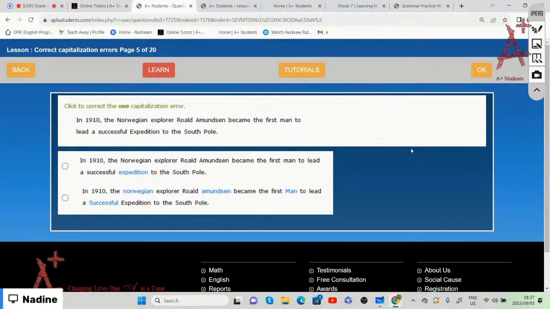And now we need to click the correct one, the capitalization error, right? In 1910, the Norwegian explorer Roald Amundsen became the first man to lead a successful expedition to the South Pole. Is it option one, expedition is lowercase? Option two, Norwegian is lowercase. Amundsen is lowercase. Man is capital letter. Successful is capital letter.